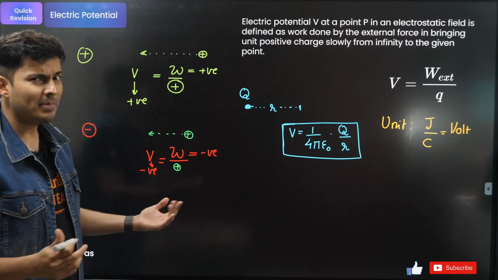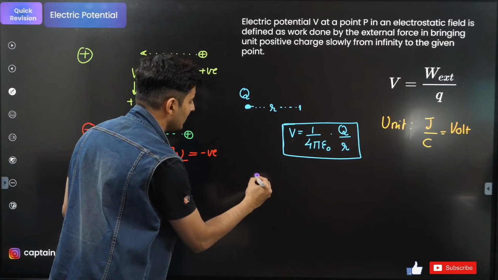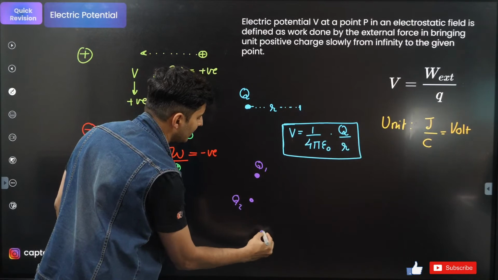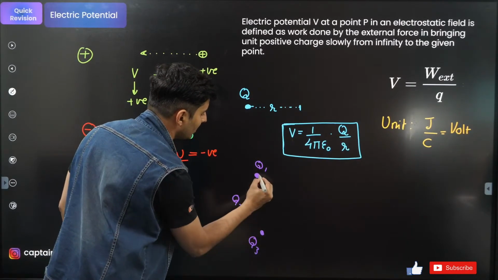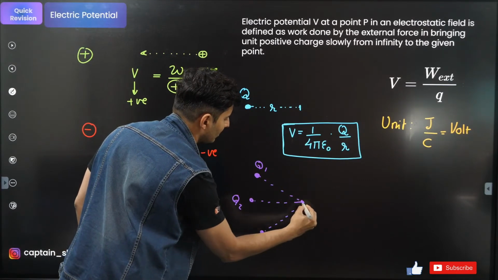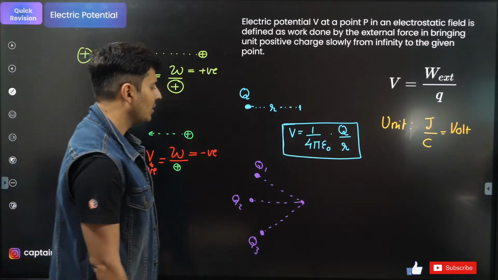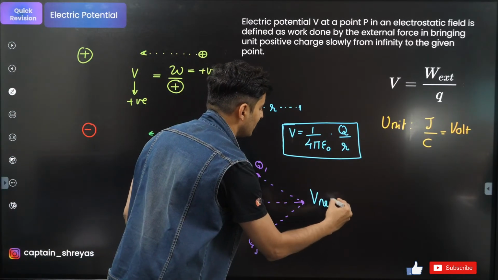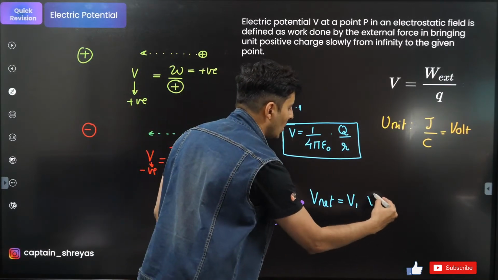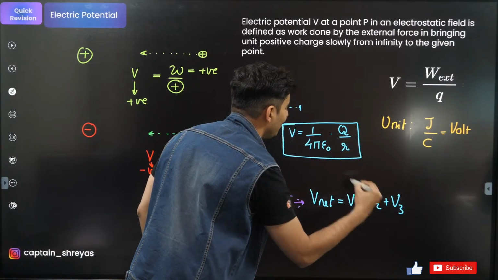Now imagine there are multiple charges. Somebody will be like, sir, what if there are multiple charges? No problem. Imagine that there is a charge Q1 here, a charge Q2 over here, and a charge Q3 over here. Each charge will give some potential here. So my dear students, what is the net potential going to be? Potential due to 1, potential due to 2, potential due to 3. I'll just add them, but be careful.